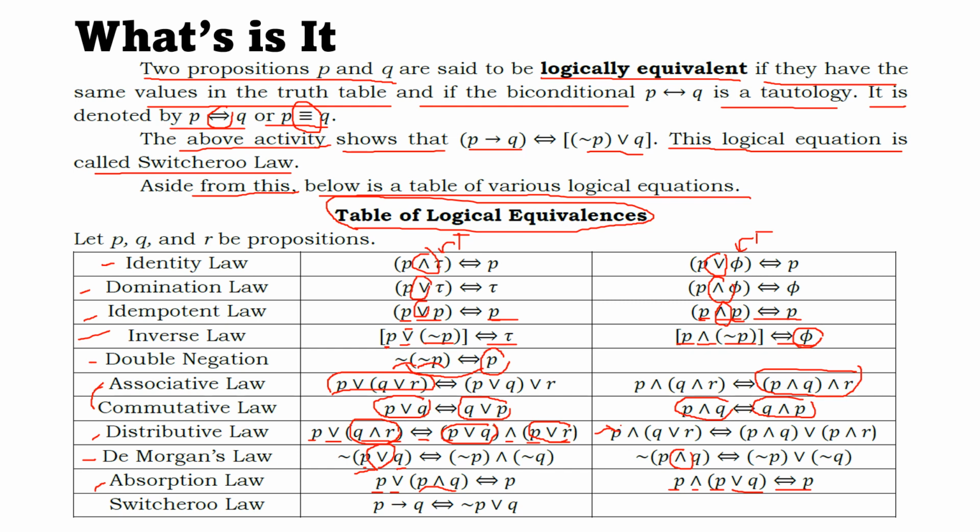Now with the switcheroo law, P conditional Q is equivalent to negation P disjunction Q. The switcheroo law expresses the equivalence between saying if P is true, then Q must be true, and saying either P is not true, or else Q must be true. So that's how we deal with the switcheroo law.